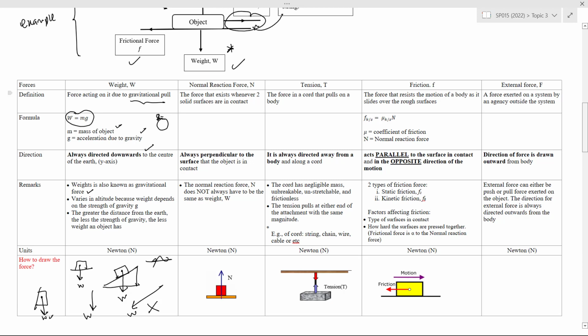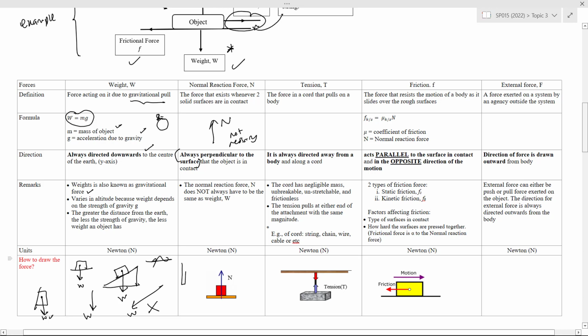Tak ada surface, tak ada normal. And direction dia is always perpendicular to the surface. Dan tolong jangan ingat, oh, sir kata tadi weight ke bawah, normal ni ke atas lah kan? Okay, not necessarily. Tak semestinya lah. Okay, so kalau kita tengok sini, SI unit dia dalam Newton. Okay, so normal dia ke atas sebab surface dia ke atas.